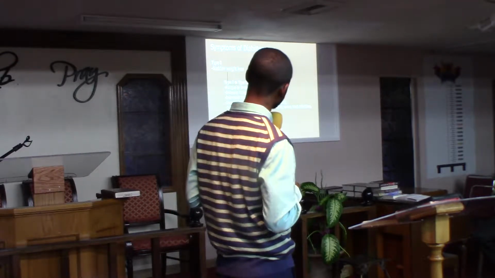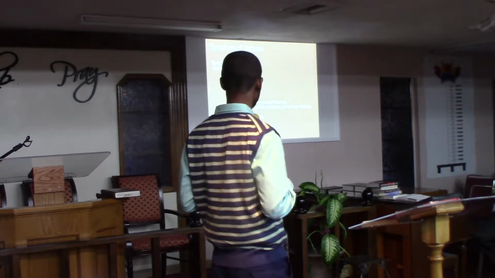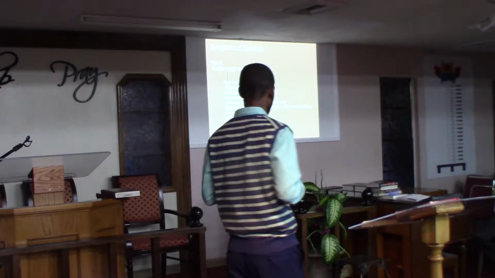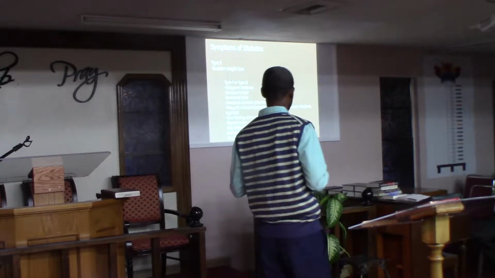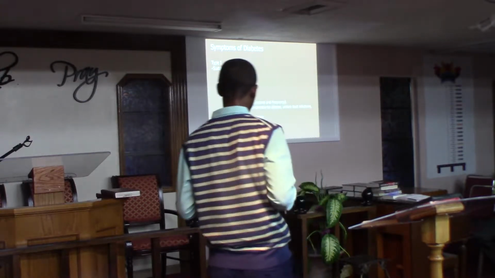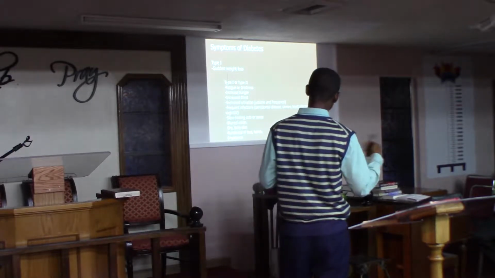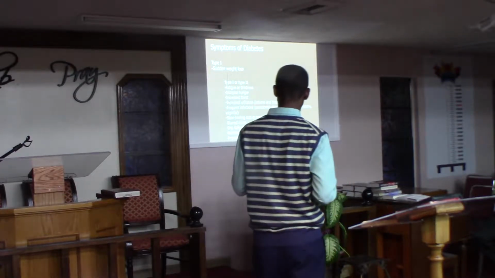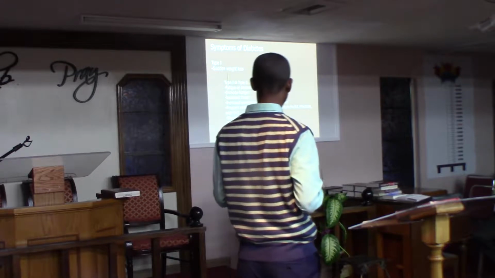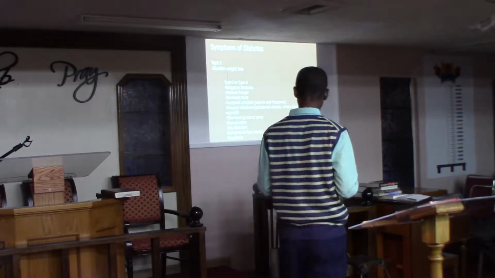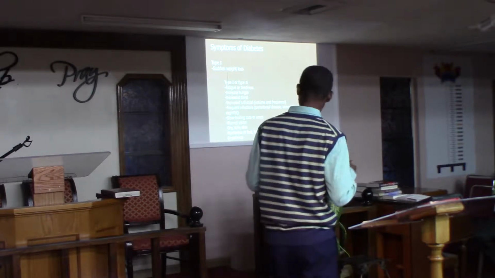Symptoms of diabetes. Can you see in there? For type 1, it shows you sudden weight loss. For type 1 or 2, you get fatigue, tiredness, increased hunger, increased thirst, increased urination volume and frequency, frequent infections, slow healing cuts or sores, blurred vision, dry, itchy skin, and numbness in feet, hands, and impotence.